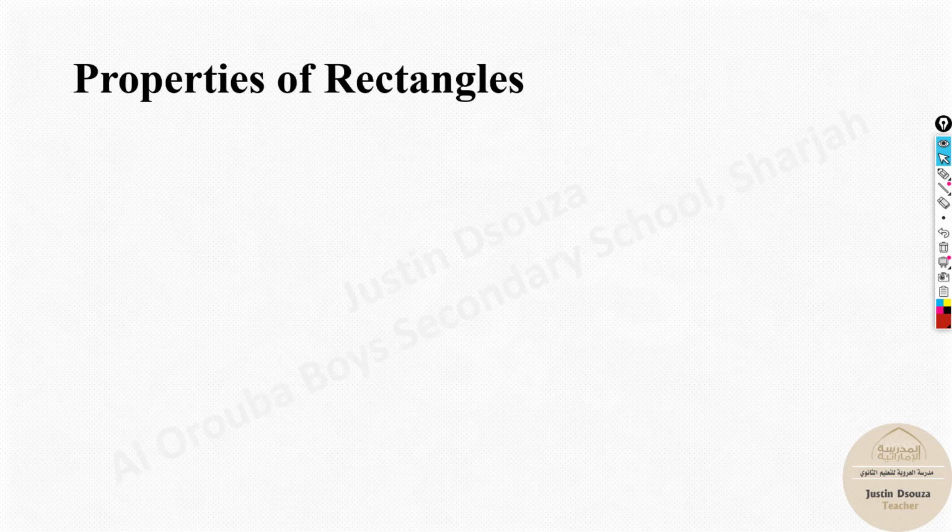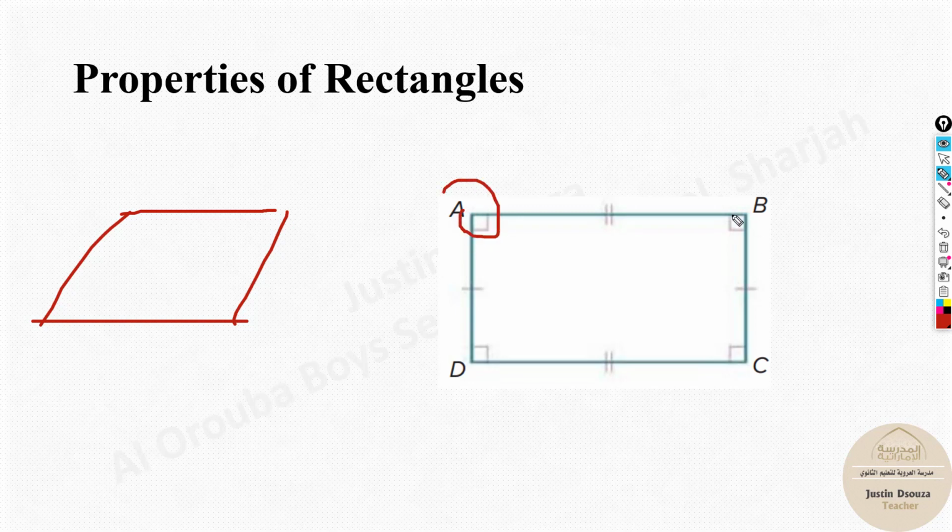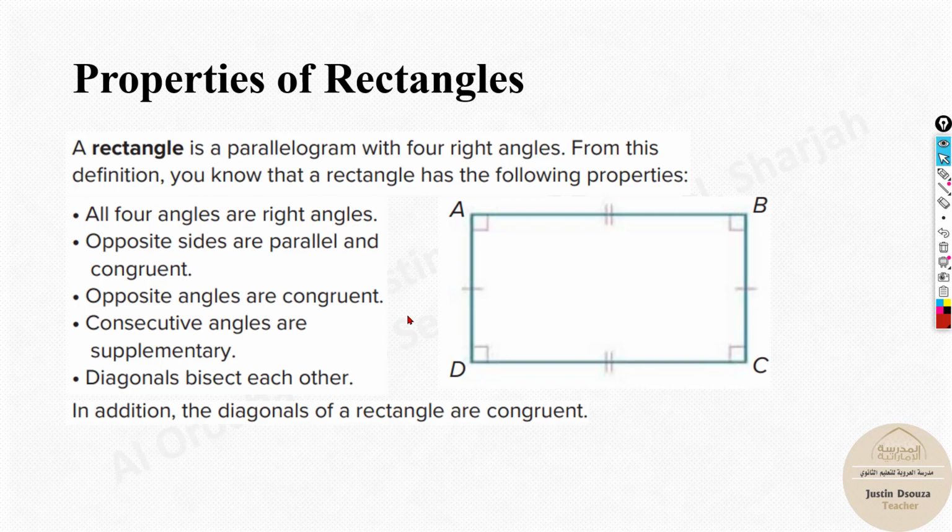Now, before we go into this, I hope you remember the last two lessons about parallelograms. A rectangle is also a parallelogram. It is just that there is one important property: all the angles are 90 degrees. It is a proper parallelogram. Only thing is, a parallelogram generally can have any angle, right? It's not restrained to 90 degrees, but a rectangle is a parallelogram with all four angles equal to 90 degrees. That's the only difference.